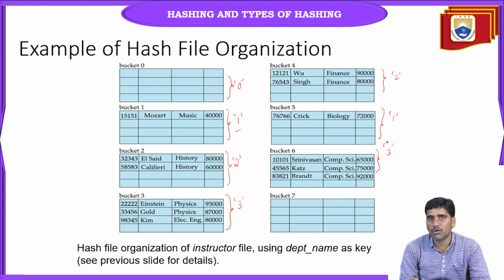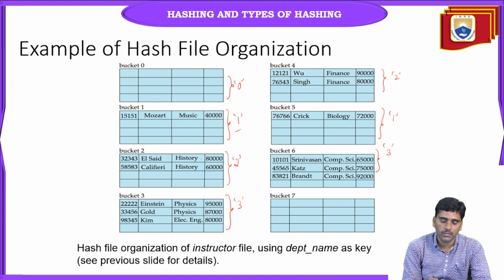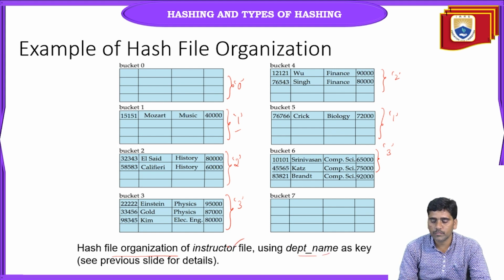But compare all these buckets: do they have the search keys or not, or is the same record to be found in another bucket or not? As we said previously, the buckets are stored for each and every search key value that is pointed to the records. So here is the hash file organization of the instructor file using department name as key.